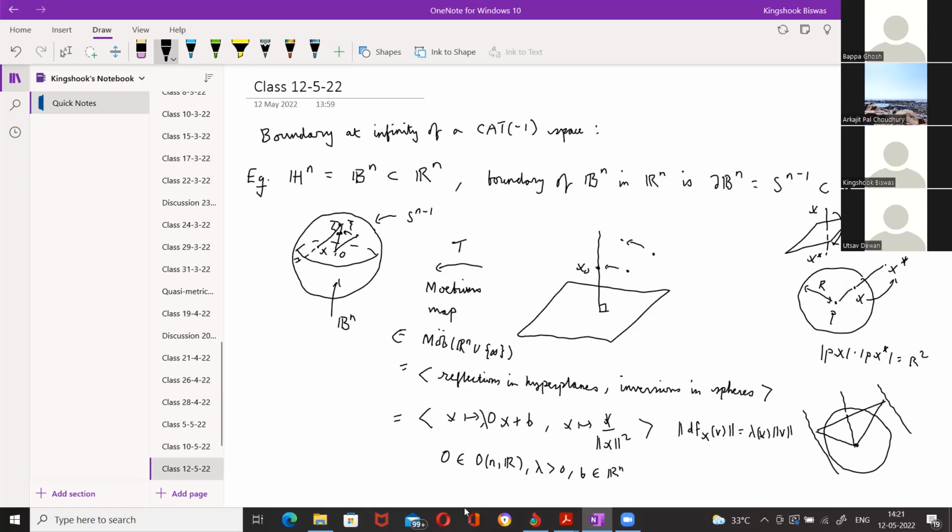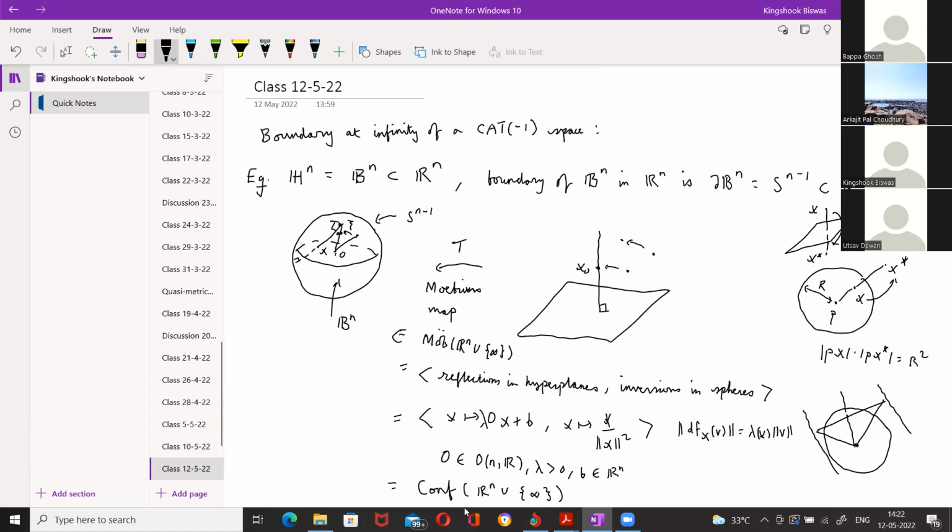So it turns out that this group is the same as the conformal group. This is a theorem of Liouville. This is the same as the conformal group of Rn union infinity, where conformal group means diffeomorphisms from Rn union infinity to itself. So this is a manifold, right? It's diffeomorphic to the sphere.